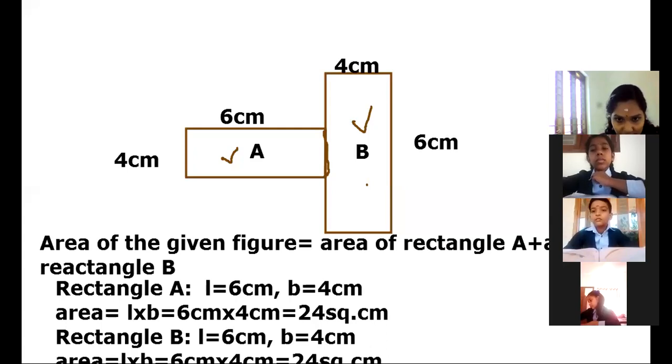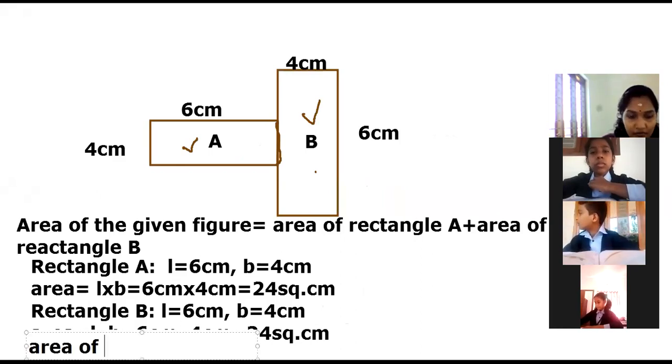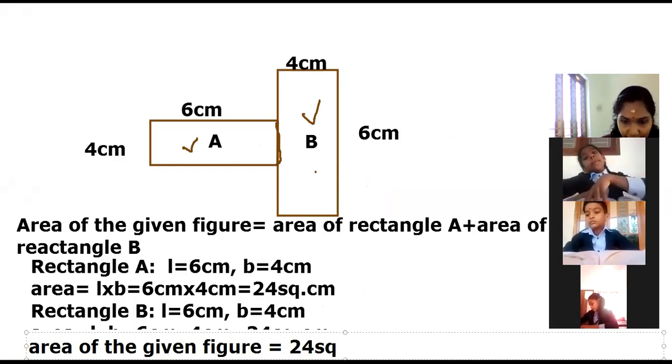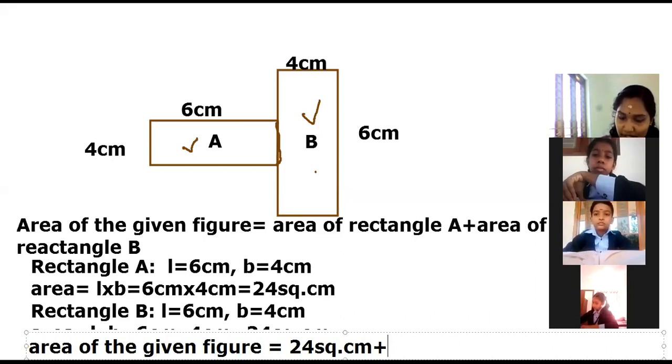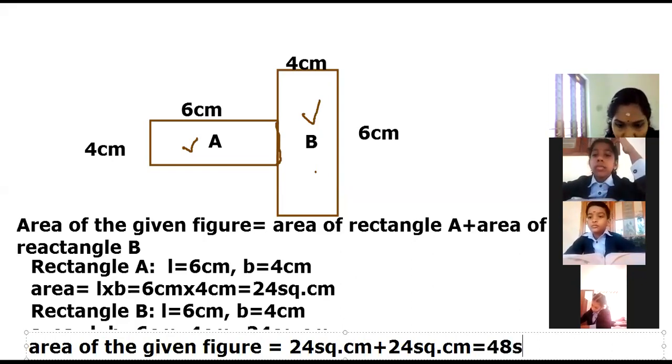I don't have enough space to write that. Let me type it here. Area of the given figure, that you have to write in the last line. Area of the given figure is equal to area of rectangle A, that is 24 square centimeter, then area of rectangle B. What is the area of rectangle B? That is also 24 square centimeter. That will give you 48 square centimeter. Did you get that?